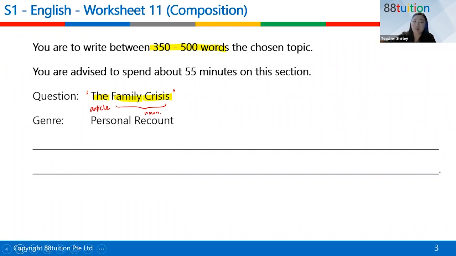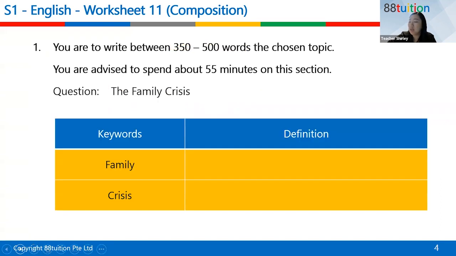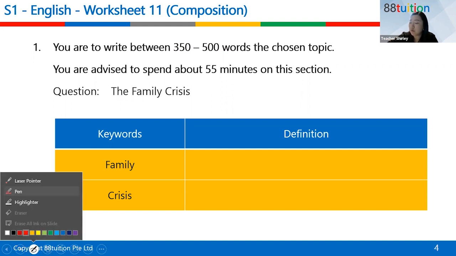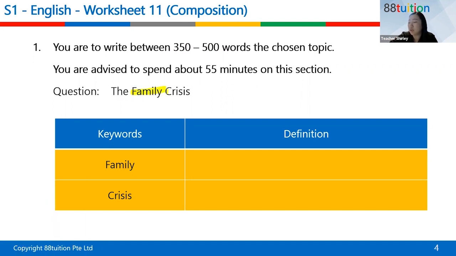But sometimes they might still put this. Why? Because this one can become descriptive. This one can become personal recount. So then it becomes a hybrid question. So sometimes they will also ask you the question in this manner, or give you the topic in this manner. Okay. So obviously, we will definitely be able to identify the 2 key words here, family and crisis, right? So what does family mean to you?